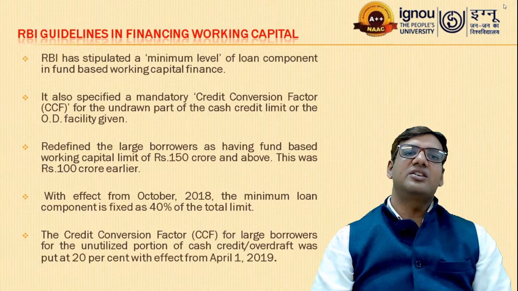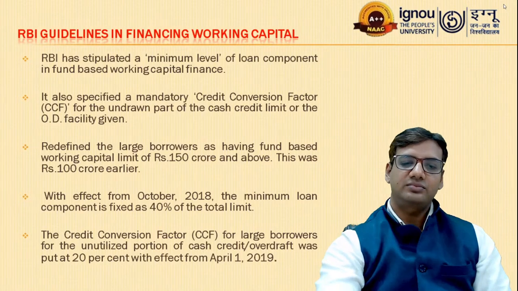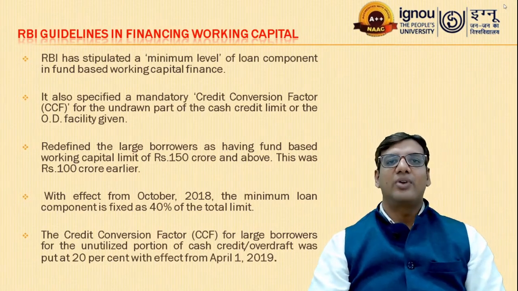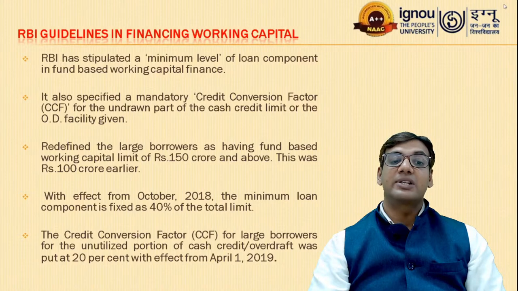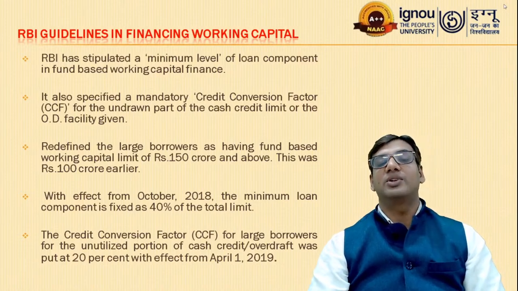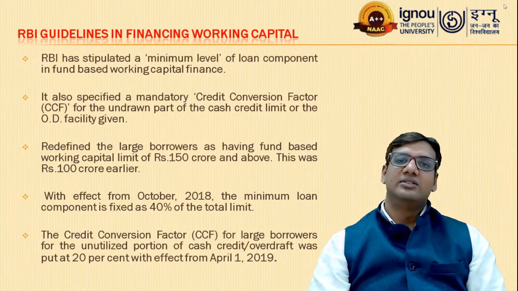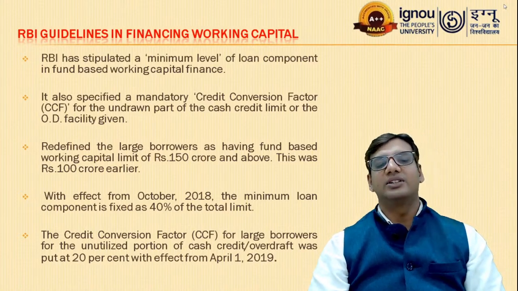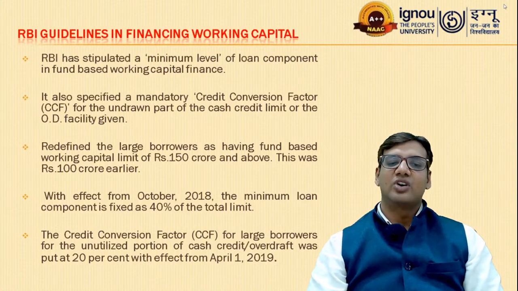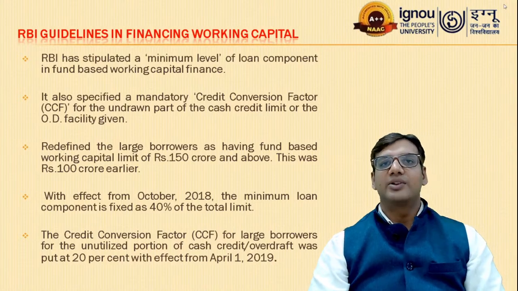Next one is the credit conversion factors, CCF, for large borrowers for the utilized portion of cash credit overdraft was put at 20% with effect from April 1st, 2019. It is a great decision taken by the RBI.